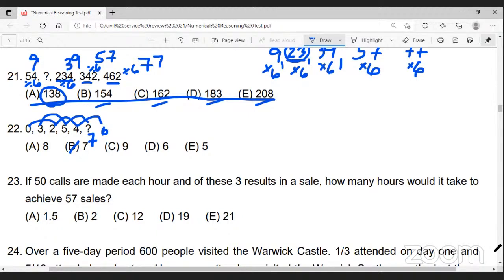Okay, 23rd. If 50 calls are made each hour and of this, 3 result in a sale, how many hours would it take to achieve 57 sales? In 50 calls, there are 3 that result from the 50 in selling. Try to relate that in selling.